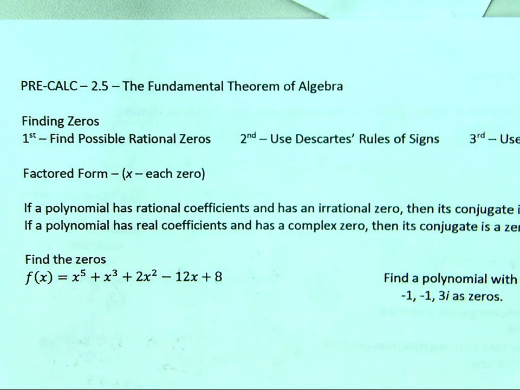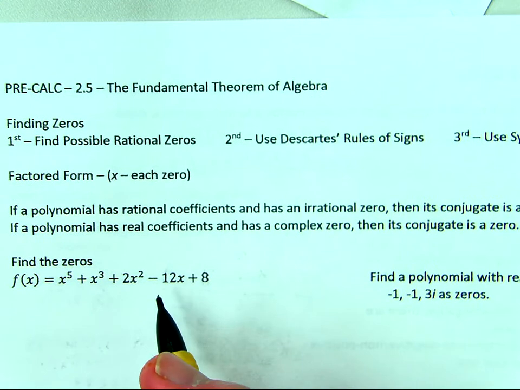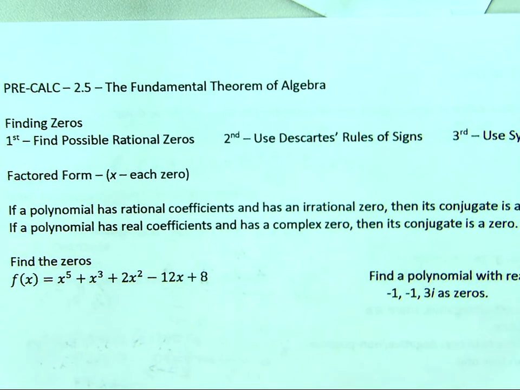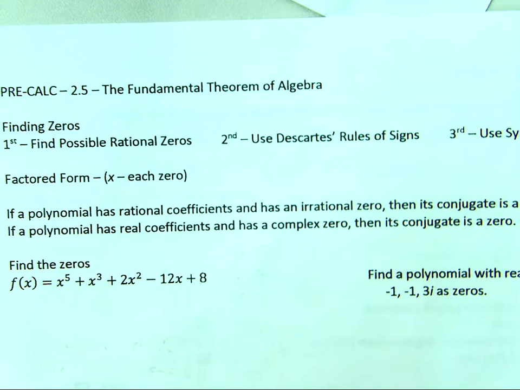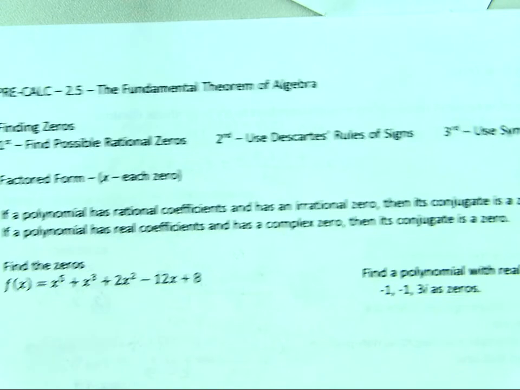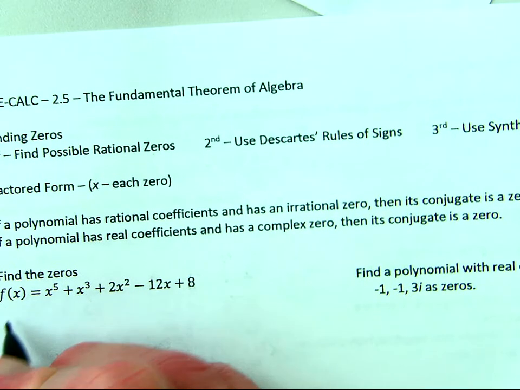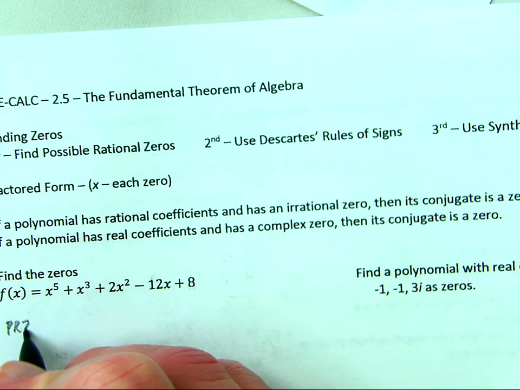So when we get one and it says find the zeros, the first thing we want to do is find possible rational zeros. We covered that in 2.3. So like here, I'm going to abbreviate that, possible rational zeros, PRZs.